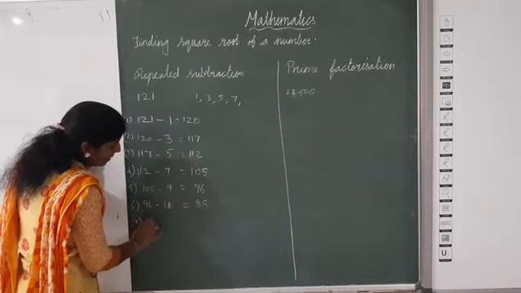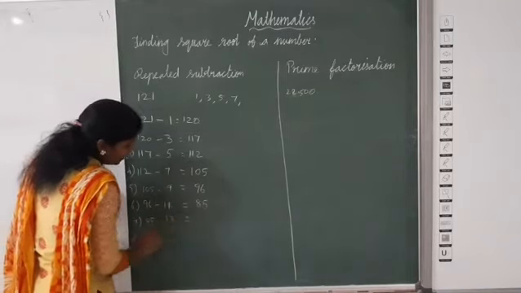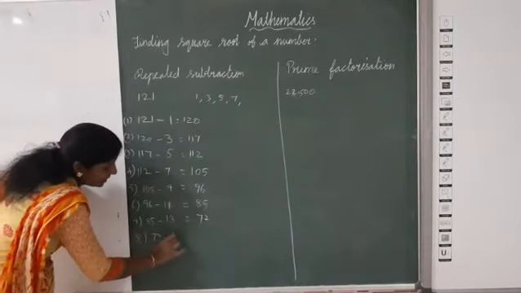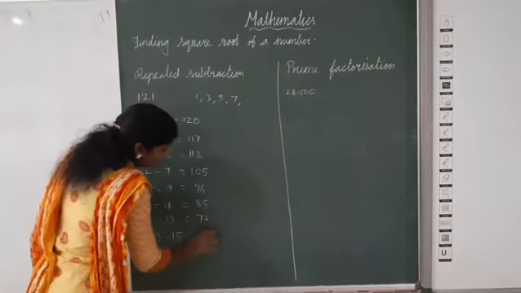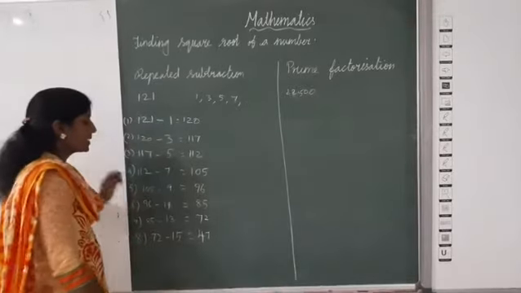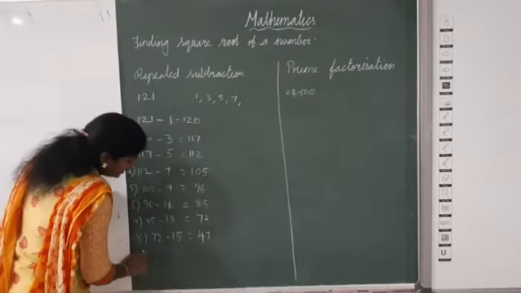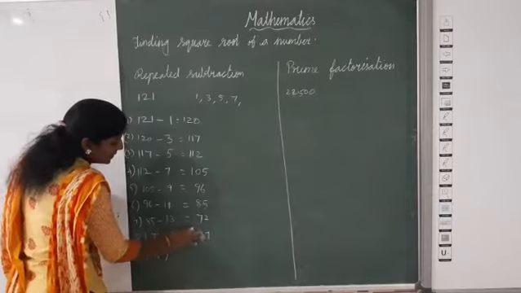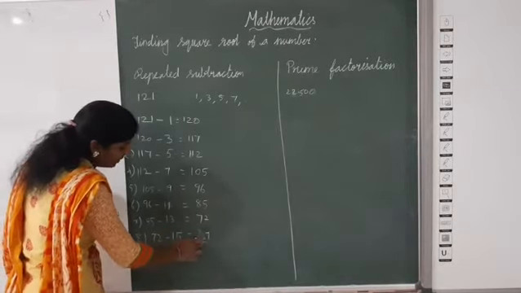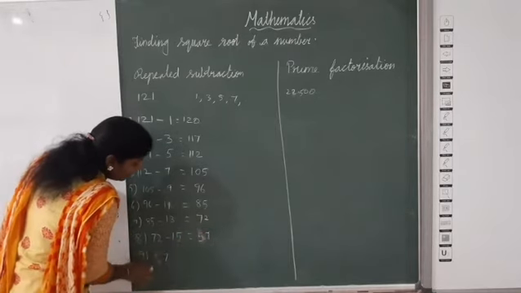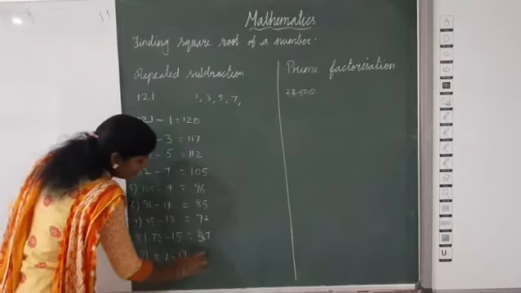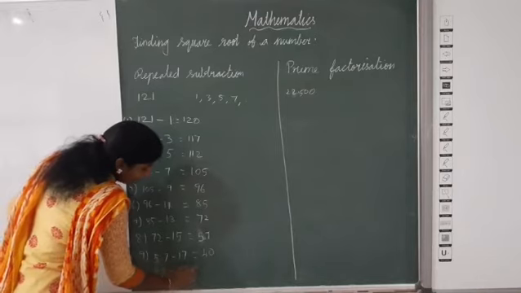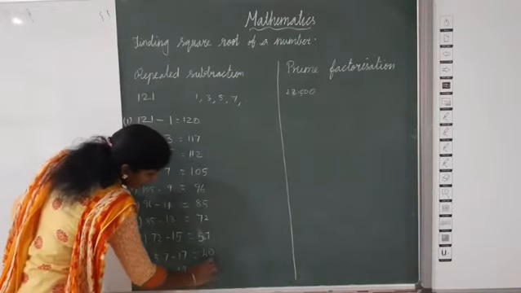Now 85 minus 13 equal to 72. Then 72 minus 15 equal to 57. Now 57 minus 17 equal to 40. Then 40 minus 19 is equal to 21.